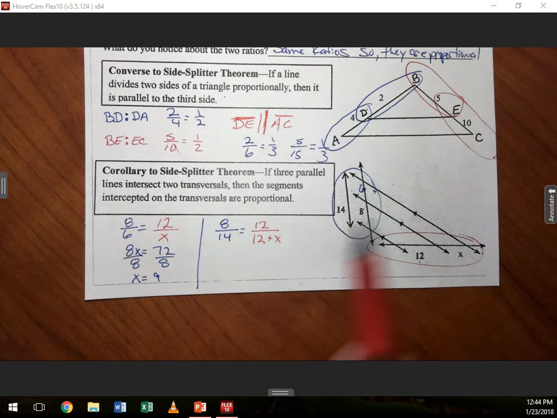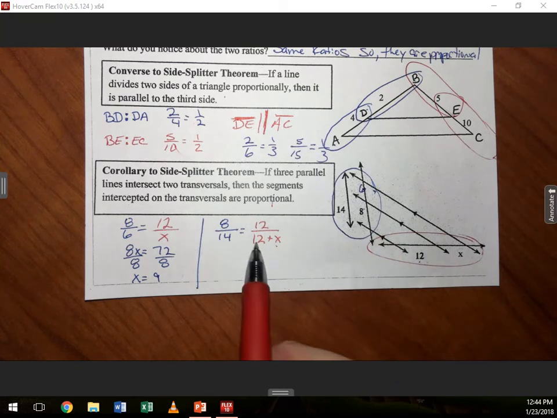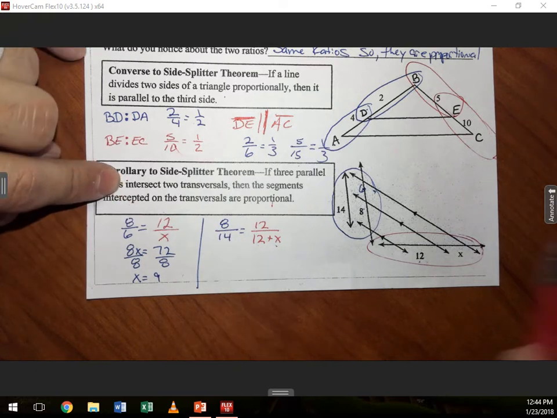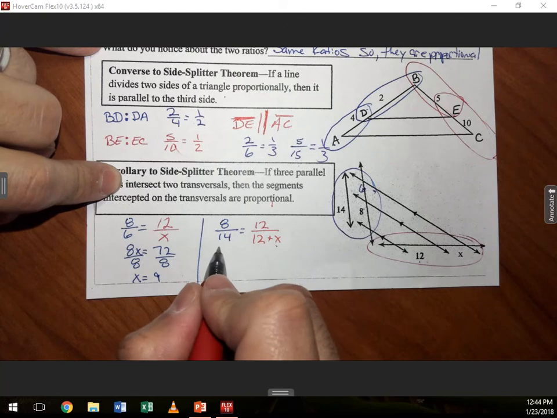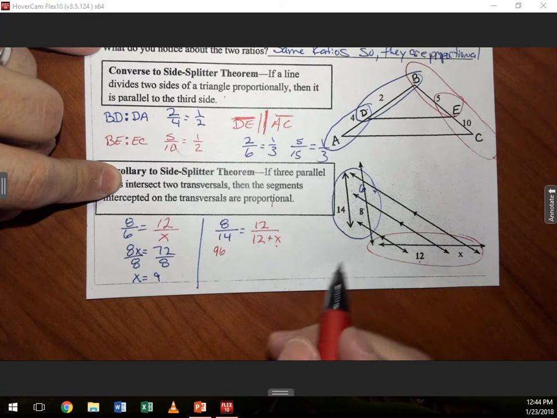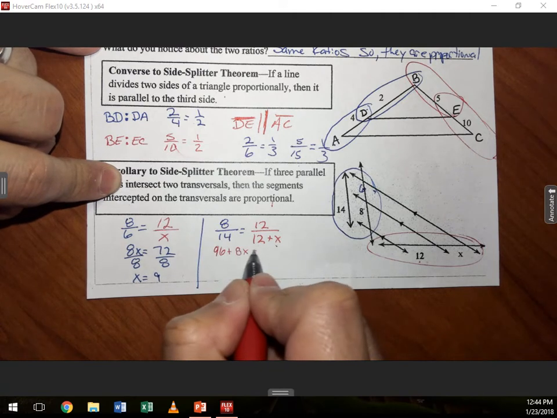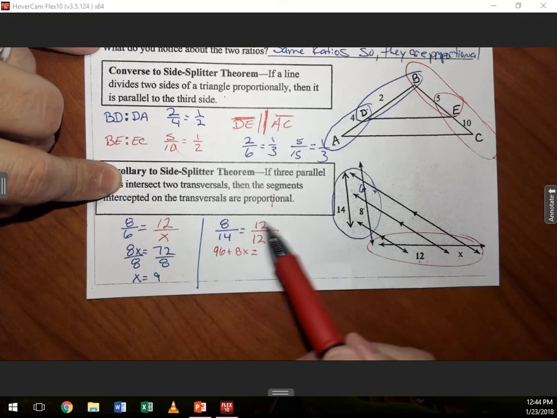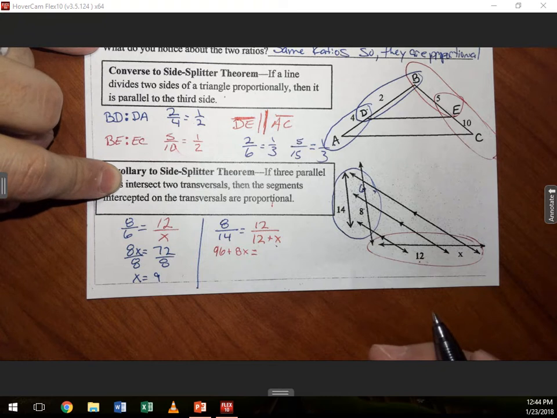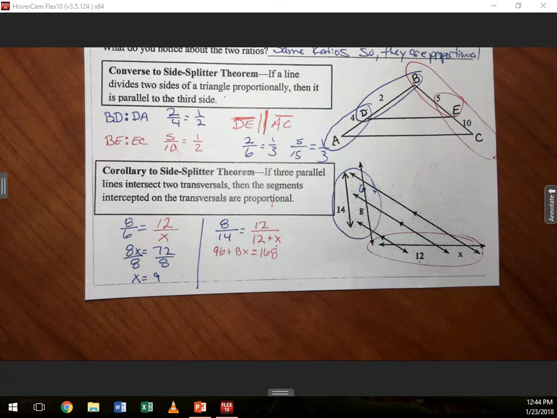Now on this one here, when I do my cross products, I'm going to have to do a distribution here because it's going to be 8 times all of this. So 8 times all of this, so it's going to be that 8 times 12 is 96, right? I think so. Yeah. So 96. Now 8 times positive x plus 8x equals. Now let's multiply the other side. 12 times 14, I think it's 168. 168.